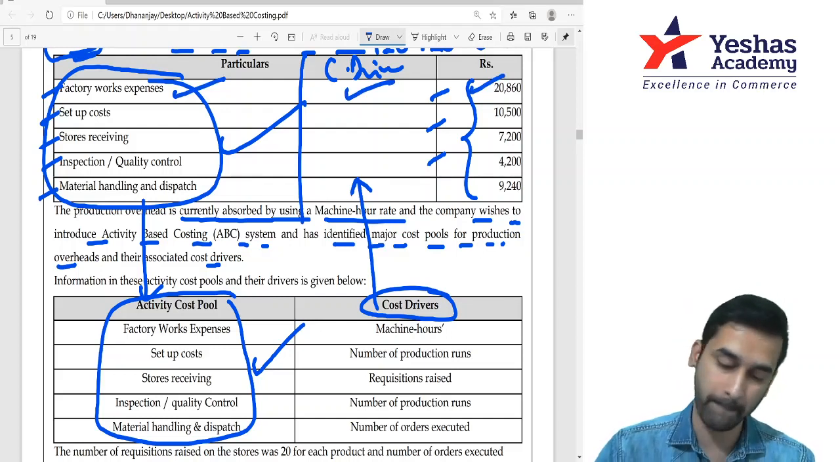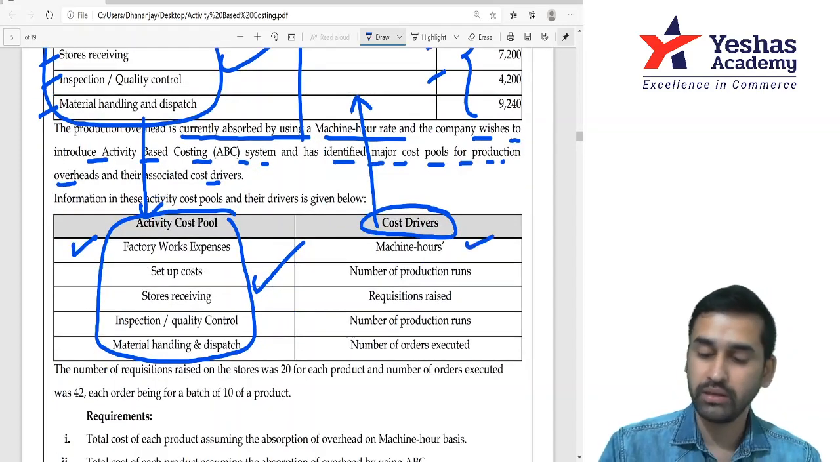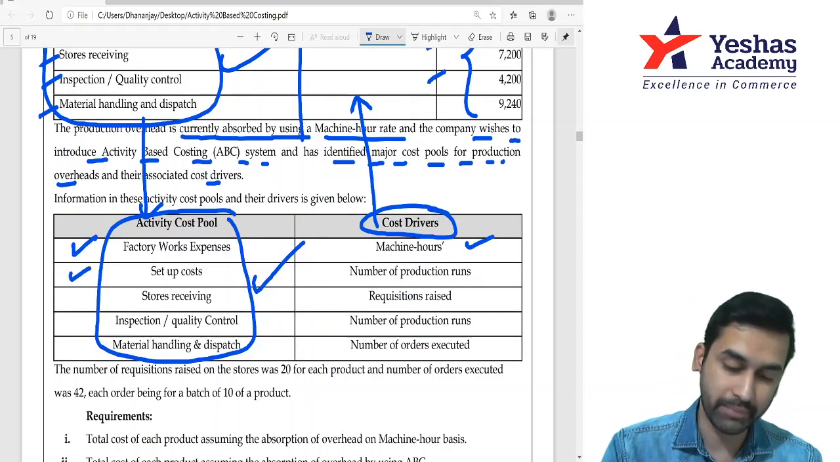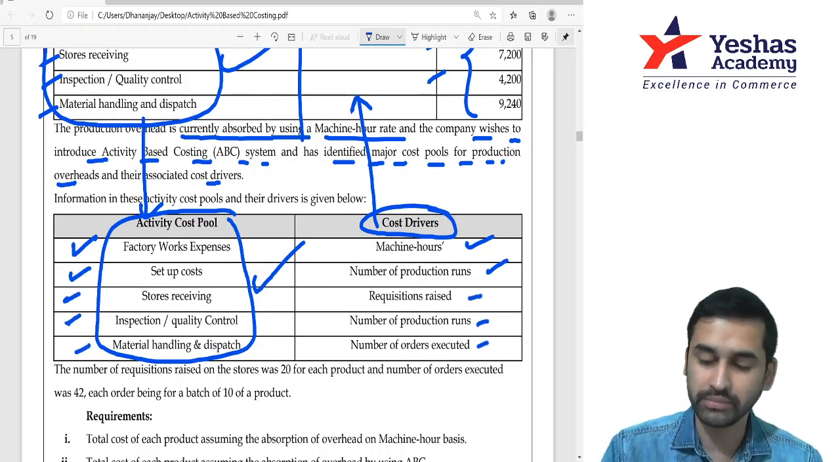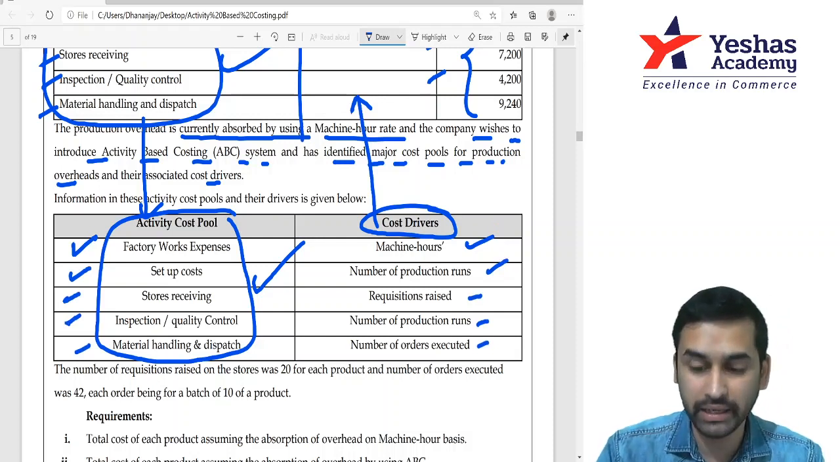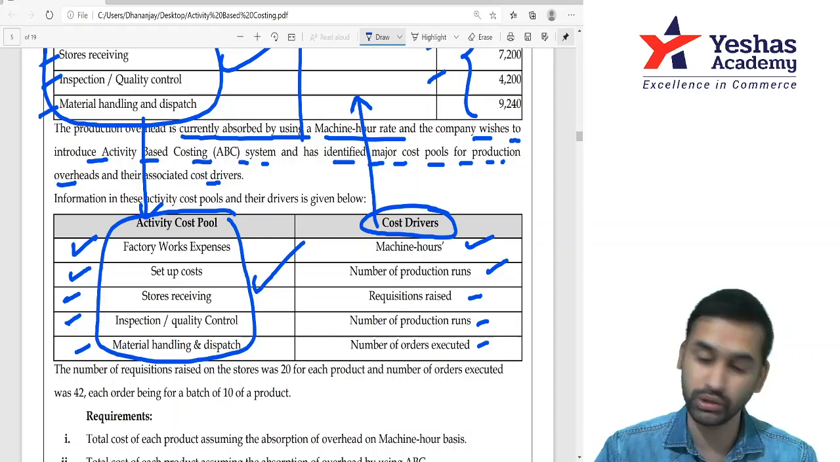That's all. Okay, sir. Now factory works expense is based on machine hours, setup cost based on number of runs and so on. For all the items they have given it, you don't even have to identify the cost driver. Cost driver is also given in the question.